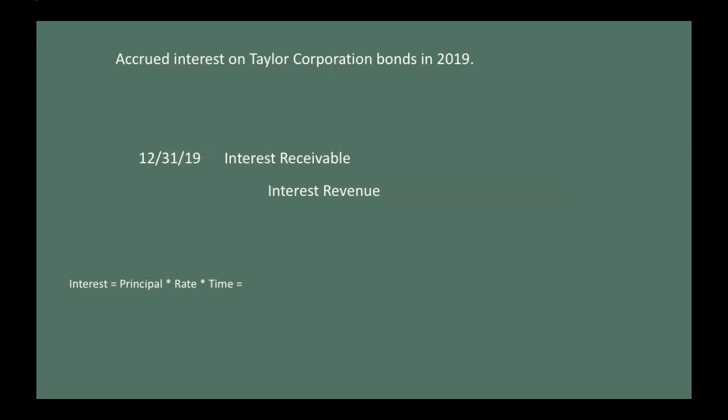Your interest rate's still 5%, and your time is still going to be the 1 full year, but the principal's not going to be the same, because we sold some bonds at the start of this year. So when we subtract out that $15,000 that we had credited debt investments for in that last journal entry, our new principal is $20,000. So we toss that into our interest formula, 20,000 times 0.05 times 1, and we see that our interest for 2019 is $1,000.